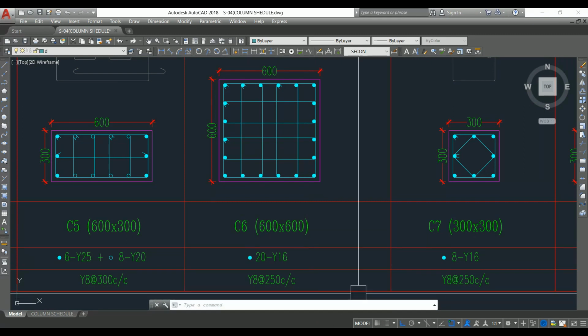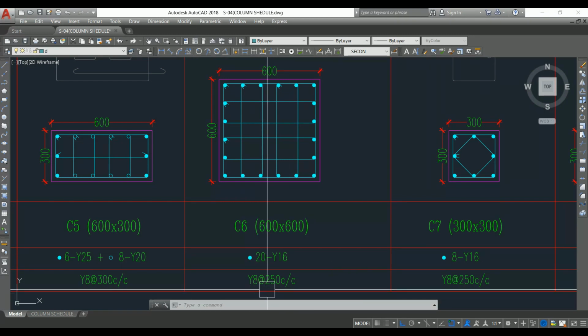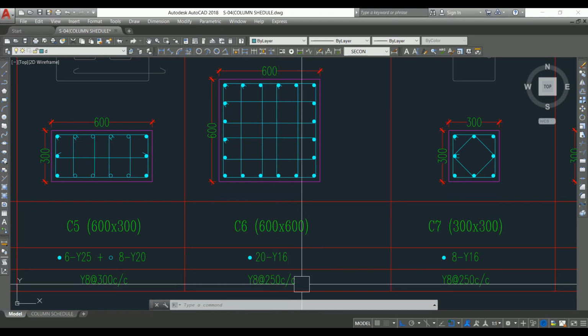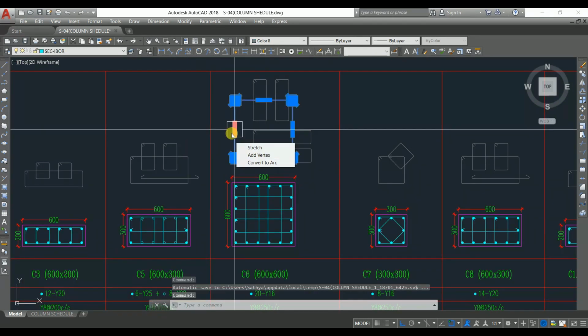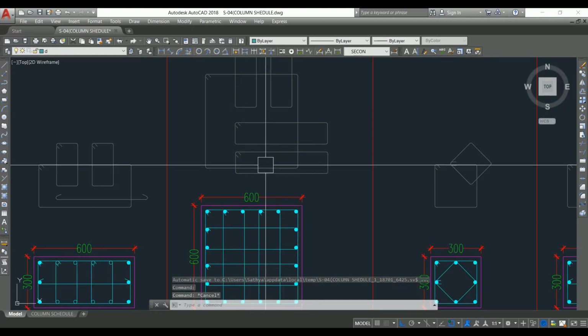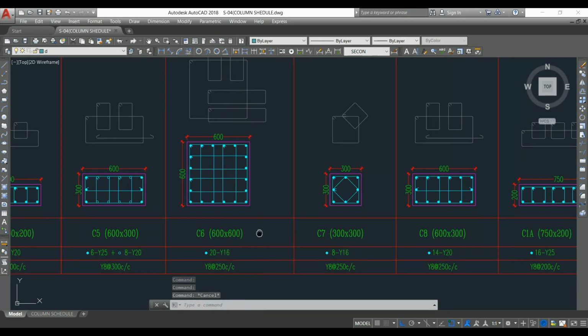Among these three, 256 is the lesser value, that is why it is provided as 250 mm spacing for lateral ties. Let's look into the lateral ties arrangement. See, this one is the master tie and we have four smaller ties. So in this way we have to arrange the reinforcement.